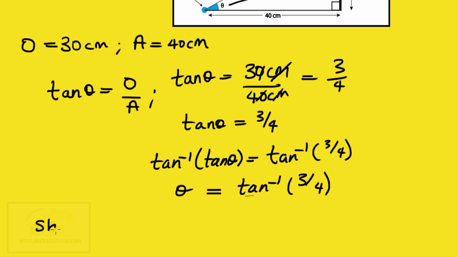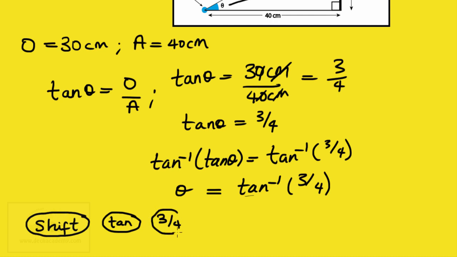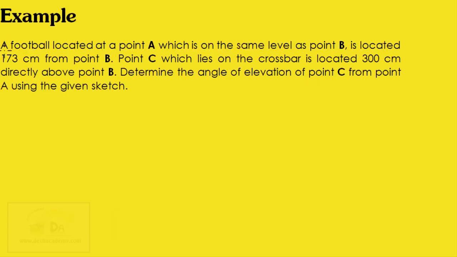So first push the shift key on your calculator, then push the tangent button, and then type in 3/4 or 0.75, and then push the equal to button, and you will get that theta is equal to 36.9 degrees. Here's another example question.